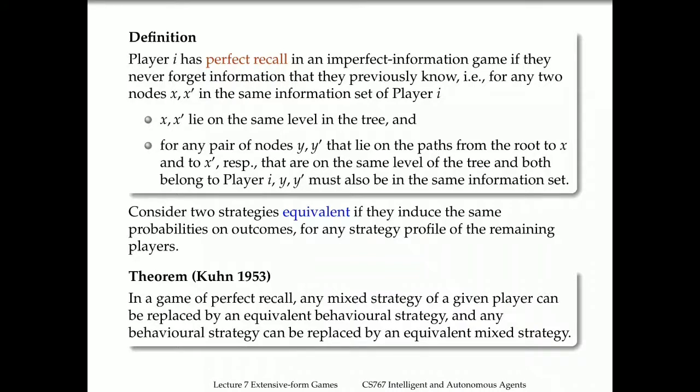Basically, in this situation, things become much easier. So consider two strategies equivalent if they induce the same probability on outcomes for any strategy profile of the remaining players. Then we have Kuhn's theorem from the 1950s that says in a game with perfect recall, we don't need to consider mixed strategies. We just need to focus on behavioral strategies whenever we have uncertainties in players' actions, right? So any behavioral strategy can be replaced by an equivalent mixed strategy and vice versa. So this shows that it's okay to just focus on one of them.